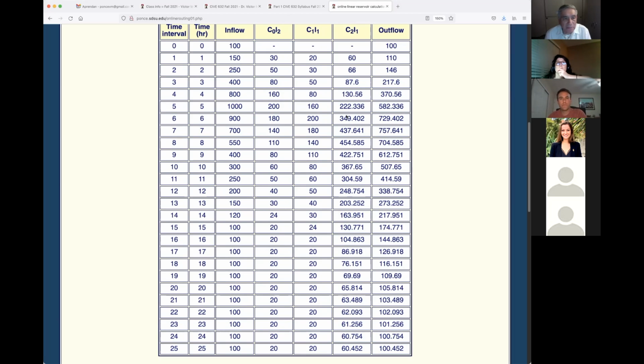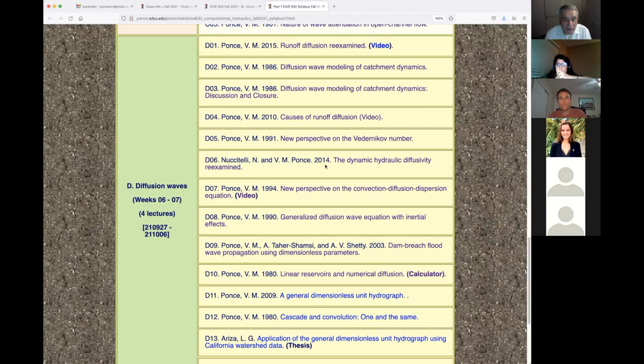This is the Ariza paper. Let's look at it right now. Right here: Application of the General Dimensionless Unit Hydrograph Using California Watershed Data. It's a thesis. We're going to take a look at the thesis at the end of next class, on Wednesday. So with that, I exceeded my time, so I'm going to stop here, and I'll see you Wednesday.